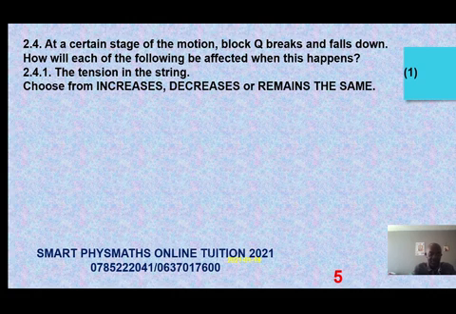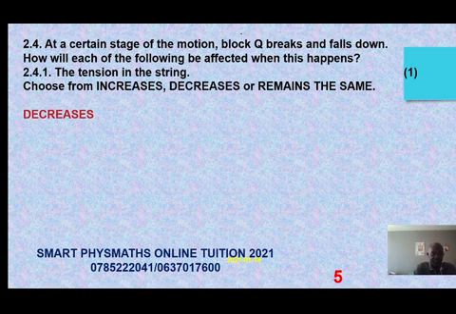Okay, let me read this again. They said that at a certain stage of motion, block Q breaks and falls down. How will each of the following be affected when this happens? Now you know that the tension in the string depends on the weight of the blocks. So if block Q falls off, I'm left with block P, right? So of course the tension is going to decrease. The tension decreases. I think you get it.